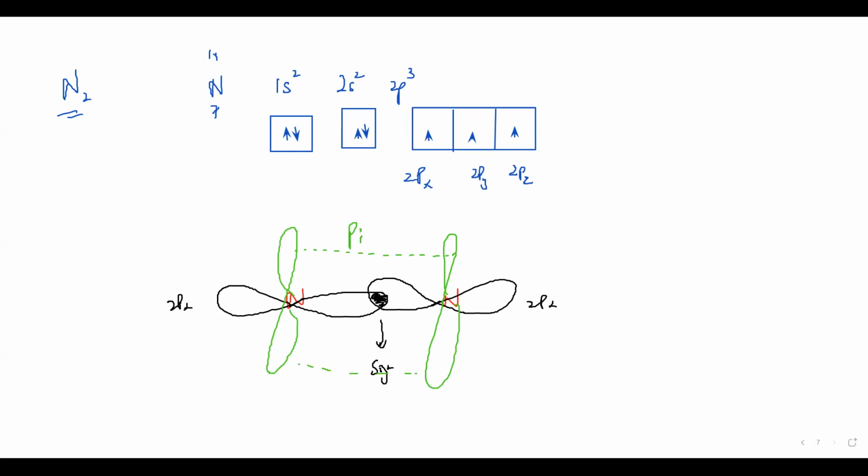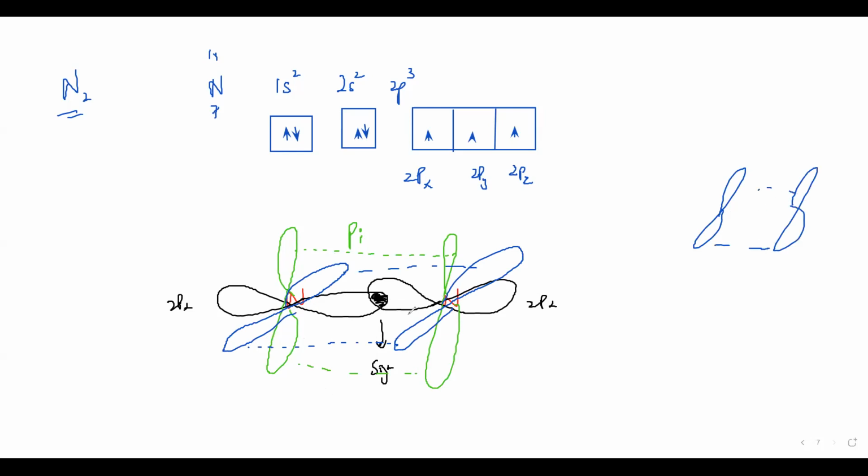And then when we draw 2pz, the z-axis, this is 2pz and this is also 2pz. There will be attraction because their axes are parallel. When the axes are parallel, there will be attraction between the orbitals, but they cannot overlap. So what kind of bond will be there? That is also another pi. That's why in nitrogen there are three bonds: one of them is sigma and two of them will be pi.